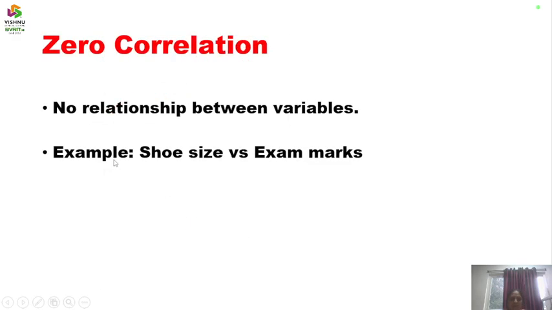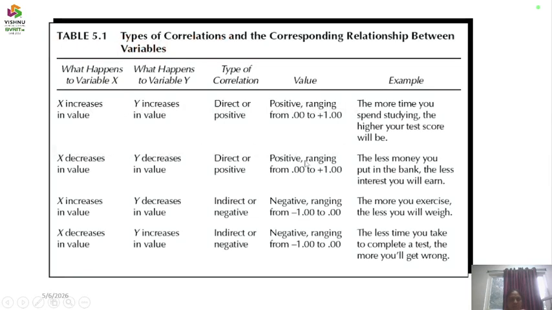Now coming to zero correlation. There is no relation between the two, for example shoe size and exam marks. There is no relation between shoe size and exam marks, right? So that is zero correlation. The pictures I kept here are to better understand the examples, and the values also, to give more connection between the correlation and the correlation coefficients, right?